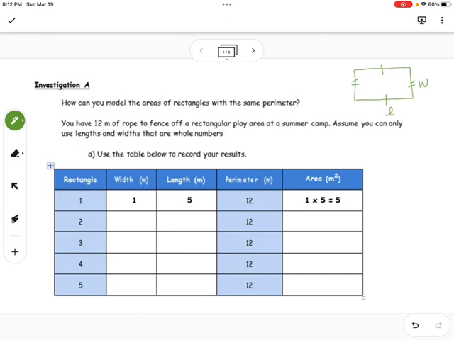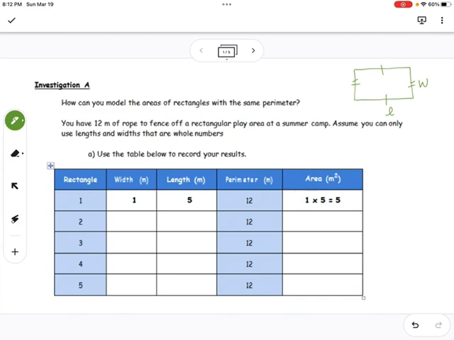So the first example it gives us is a width of 1 and a length of 5. So for our perimeter, that's 1 plus 1 is 2, plus 5 is 7, plus 5 is 12. And then to get our area, it's going to be the length times the width, so 1 times 5 gives us 5. So we need to think of other options here.